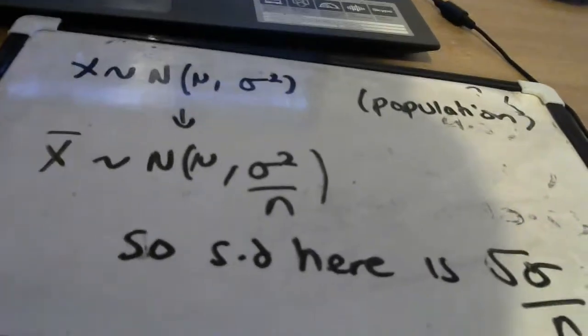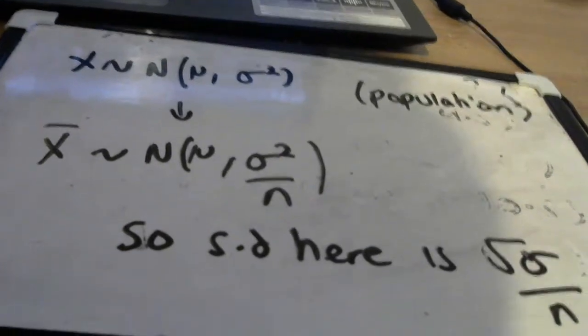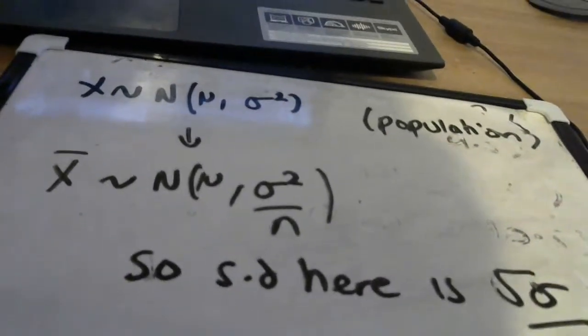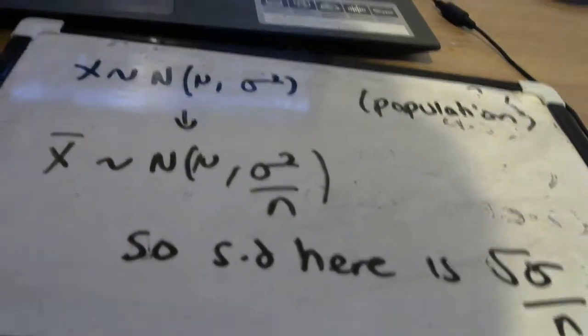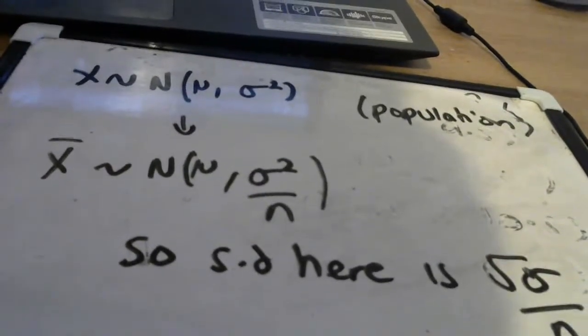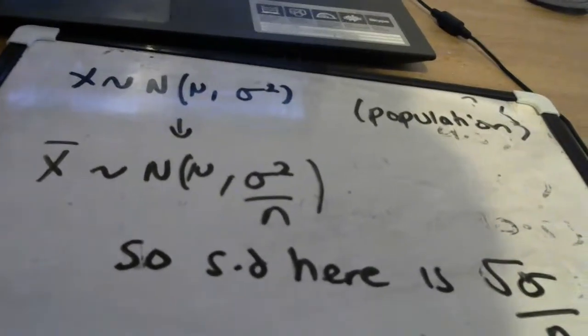So make sure, if you're struggling with the idea of sigma squared over n, what the hell does that even mean? In English, if you have a population of data that is normally distributed, and then you take a sample of it, yeah?